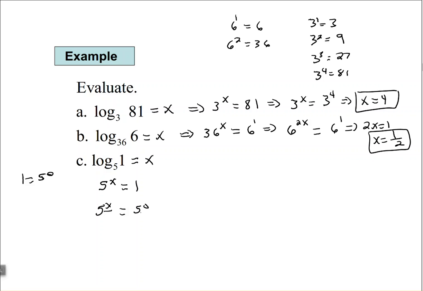Therefore, set the exponents equal to each other, x equals 0, which tells me that log base 5 of 1 equals 0. And that's another one of our logarithmic properties, that anytime we have the log of base whatever of 1, then that will equal 0.